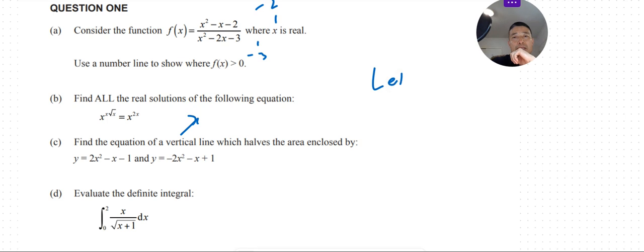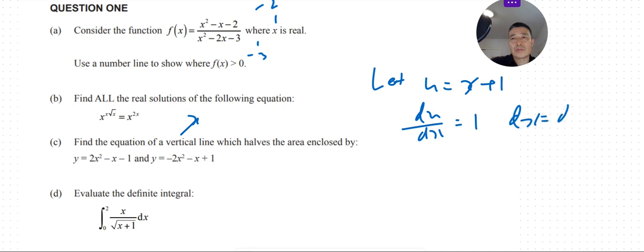So let u be x plus 1. So that means du dx is how much? 1. So dx is du, right? So let's convert this integration. I'm not going to change 0 to 2, not necessary. So here x is what? Because u is x plus 1, so x must be u minus 1, right?